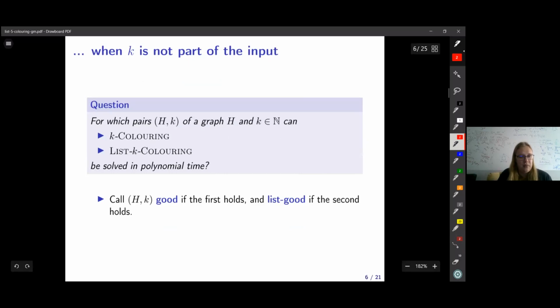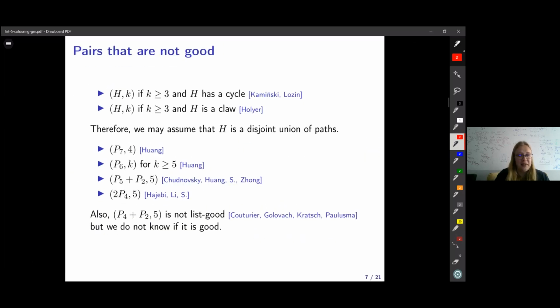Then let's look at, since K is now fixed and part of the problem, for which pairs of graphs can I solve the problem in polynomial time? For which K can I solve K coloring or list K coloring restricted to H-free graphs in polynomial time? And so we'll call H and K good if I can K color H-free graphs in polynomial time, and list good if I can do the list coloring version of this. And here is fittingly a long list of what we know. So here's a long list of things that we know to be NP hard.